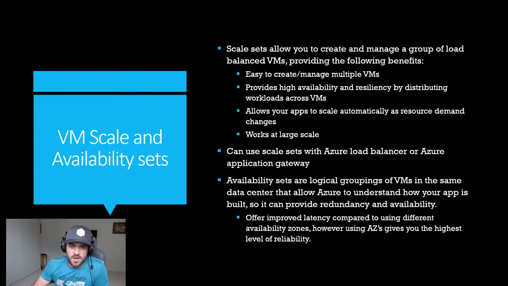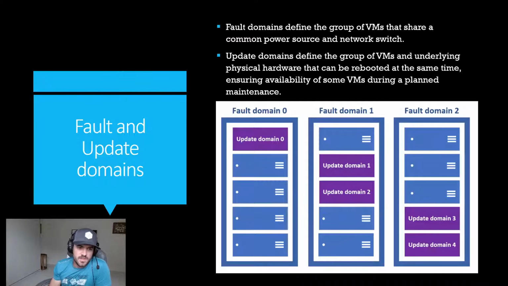Right? Now, availability sets, on the other hand, are logical groupings of VMs in the same data center that allow Azure to understand how your app is built so it can provide redundancy and availability. Okay? It's going to offer improved latency compared to using different availability zones. But using different availability zones gives you the highest level of reliability because if something happens to that availability zone and you're only in that one availability zone, then your entire application could potentially be offline, which could definitely be a problem. All right.